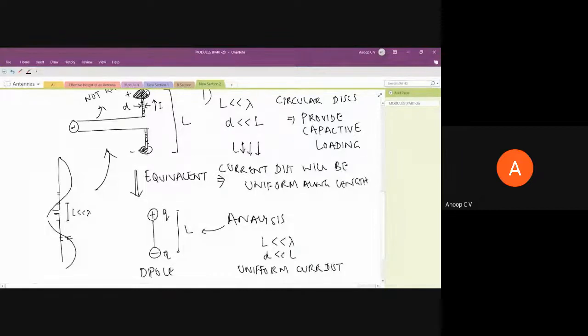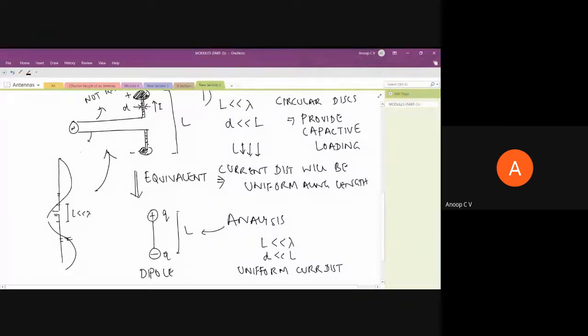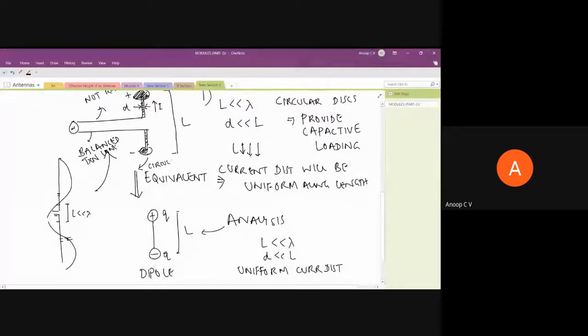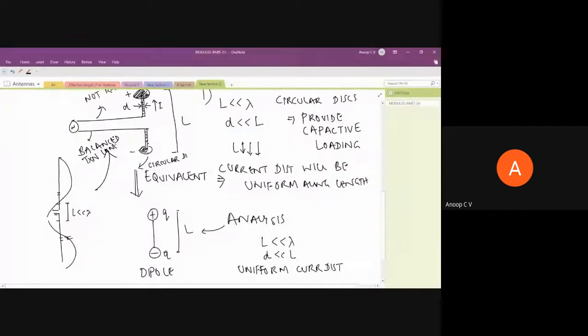Such a radiator is called a short electric dipole. This is the definition of a short electric dipole. Some assumptions are that it's fed using a balanced transmission line, and the current distribution is uniform, and there are end plates, circular discs at the end, which provide capacitive loading, and because of that the current distribution is uniform. We are also assuming the capacitive plates are not radiating. This is a short electric dipole.